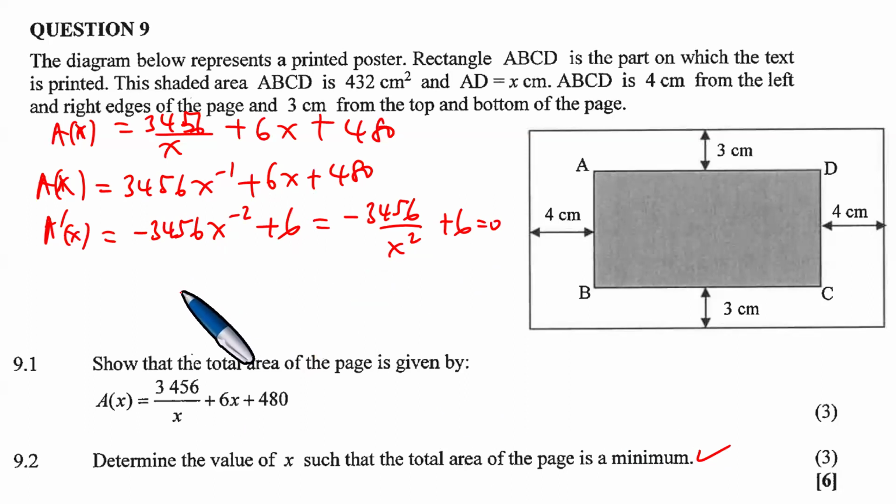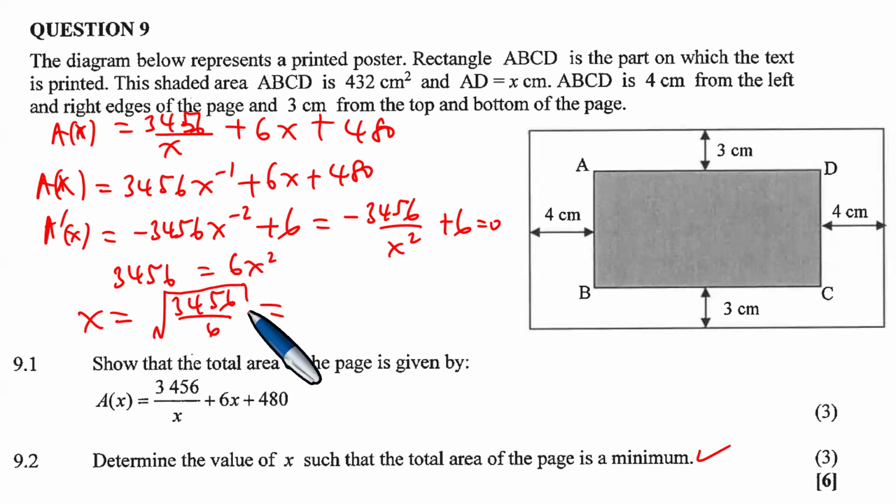Right, if you cross multiply everything, it is 3456, which is 6x squared. Therefore x squared is 3456 divided by 6, and then you take the square root. If you do 3456 divided by 6, you get 576, and if you take the square root, it is 24 centimeters.